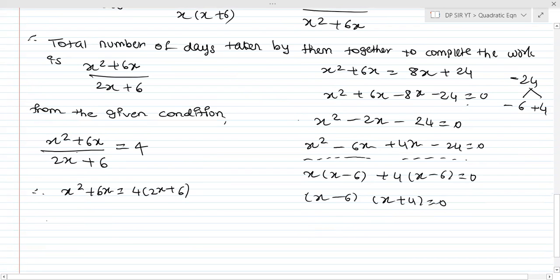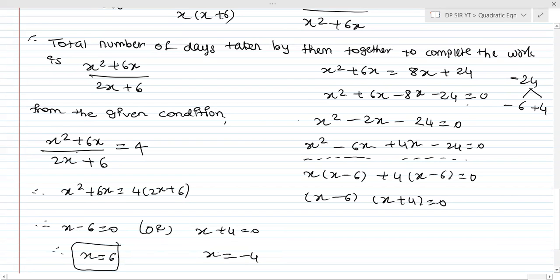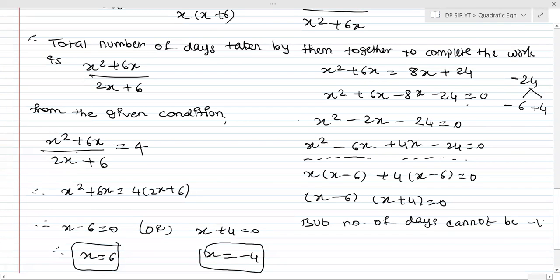Now I'm writing from here. Okay, therefore x minus 6 is equal to 0 or x plus 4 is equal to 0. It indicates x is equal to minus 4. Here it will indicate x is equal to 6. Okay, but number of days cannot be negative. Therefore, x is equal to minus 4 is unacceptable.